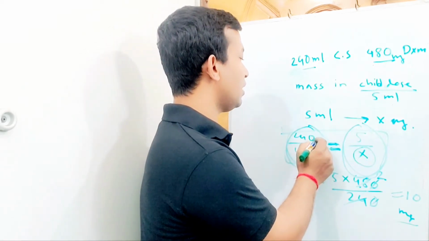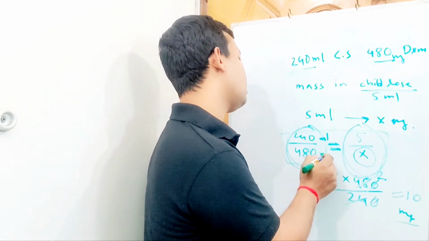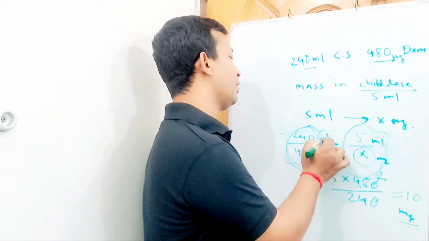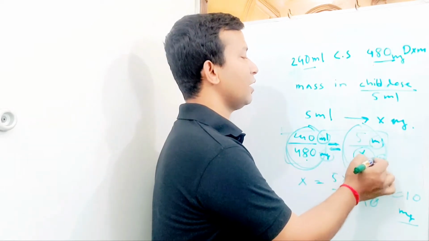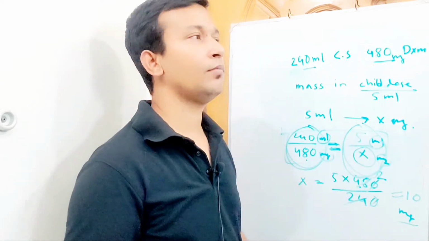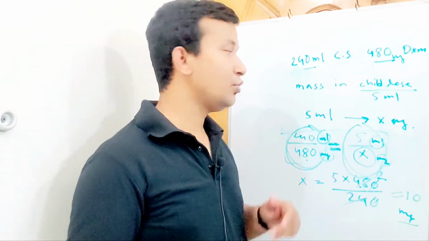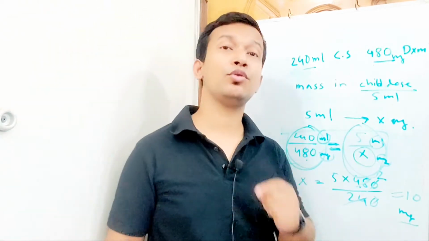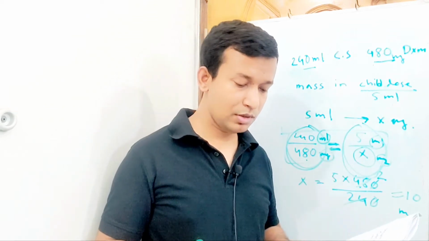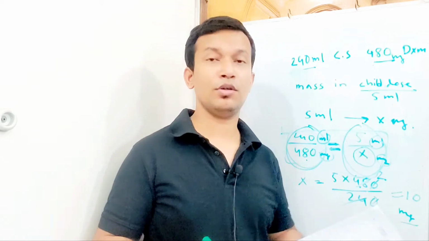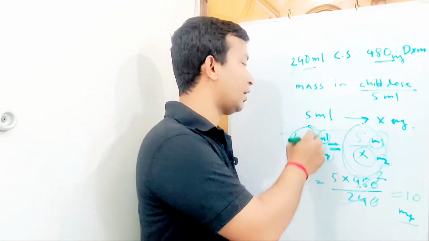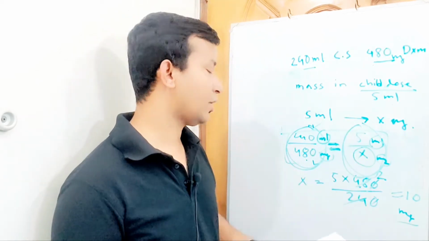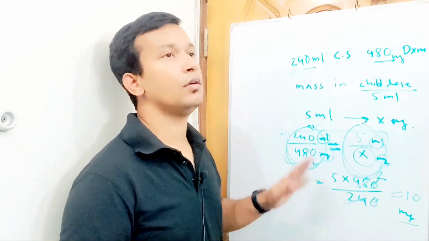So 240 is in ml and 480 is in milligram, and the same way 5 is ml and x is milligram. So milligram versus ml versus milligram and ml versus milligram. There are two different kinds of thing, one is mass and another is volume. Two different kinds of things are being put into a mathematical relationship with two ratios. These two things are called mixed ratios. We are mixing two things, one is volume and another is weight or mass.